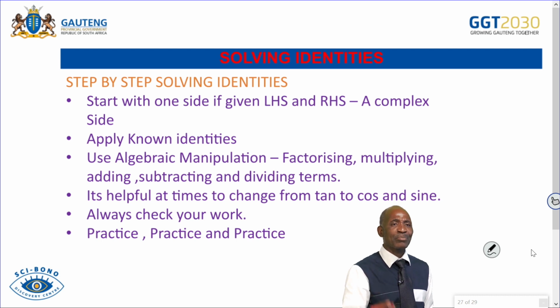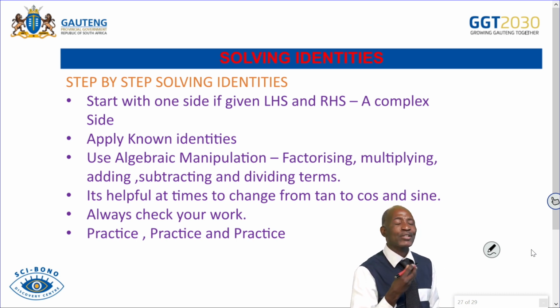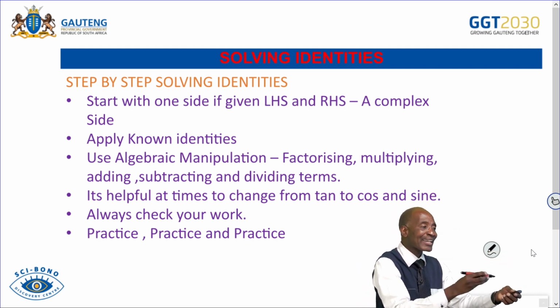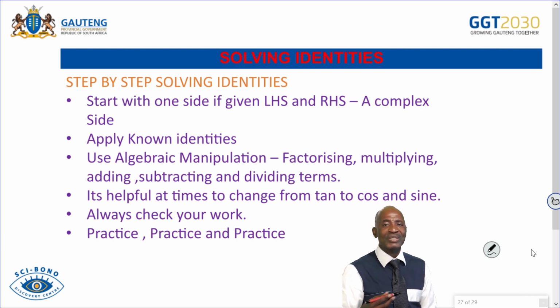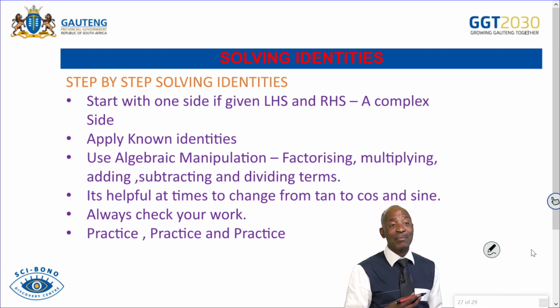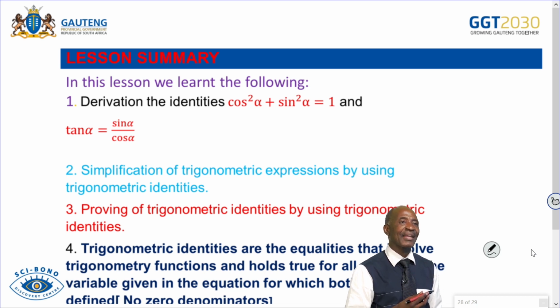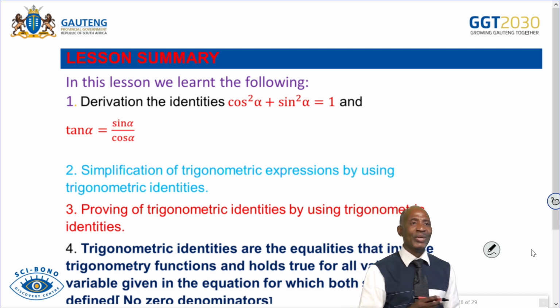And always check your work. Don't just cruise and proceed. One mistake can spoil everything. So make sure once in a while you stop and check, am I doing the right thing? Because it will be difficult if this identity doesn't come out. You'll have to go back and trace, and tracing where you made a mistake might be a bit difficult. Otherwise, you need to practice and practice and practice those questions. You'll eventually get there.